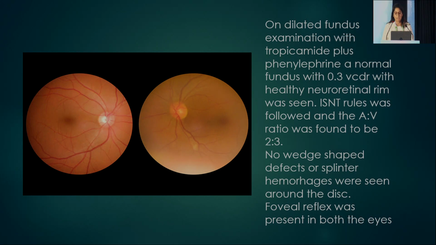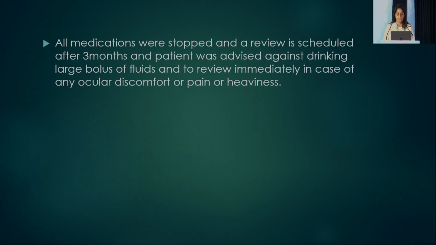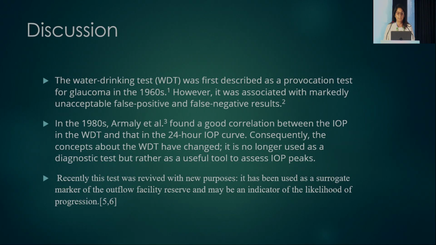ISNT rule was followed with the normal AV ratio of 2:3. No wedge-shaped defects or splinter hemorrhages were seen around the disc. Foveal reflex was present in both the eyes. OCT RNFL showed normal thickness of retinal nerve fiber layers in all the quadrants, and all the medications were stopped and a review was scheduled after 3 months. The patient was advised against drinking large bolus of fluids and to review immediately in case of ocular discomfort, pain, or heaviness.